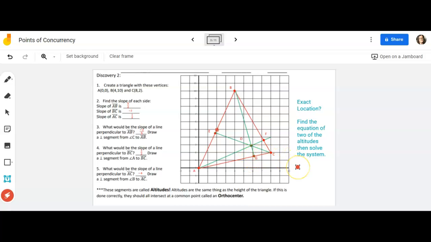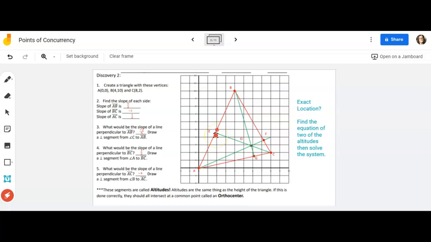So altitudes are like a height in a triangle. So you can have 3 different heights here for this triangle. And it's got to intersect the opposite side, coming from a corner and forming a 90-degree angle. Now notice, on the previous slide, this is where E was. E is in a different spot this time, not far from where it was last time, but a slightly different spot.